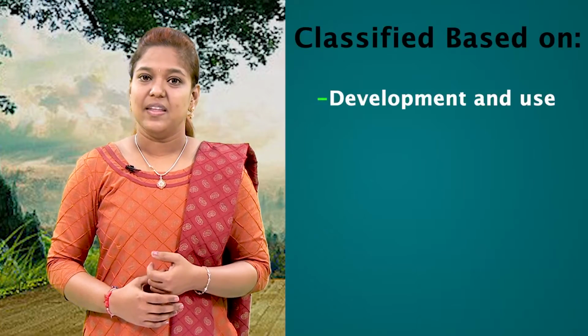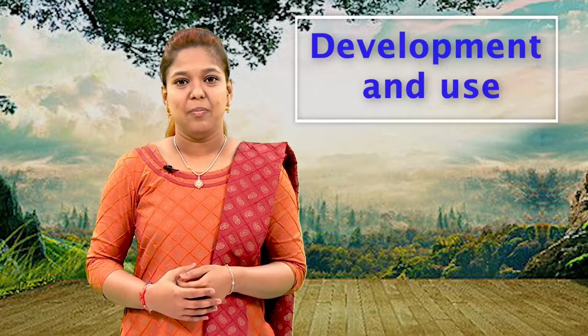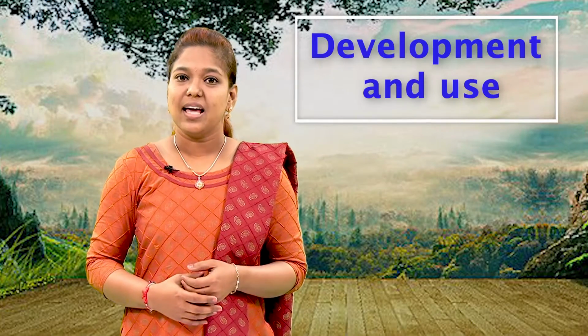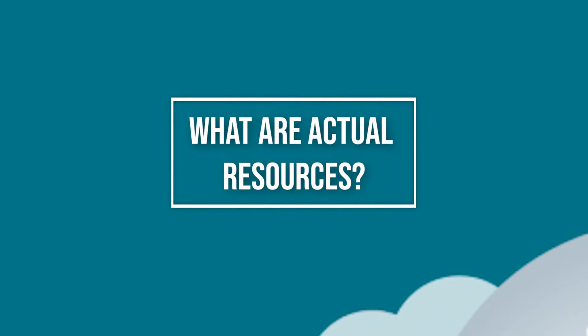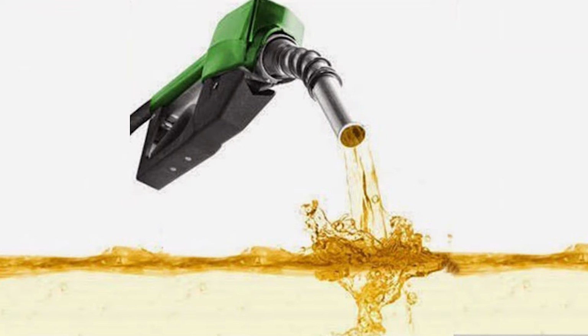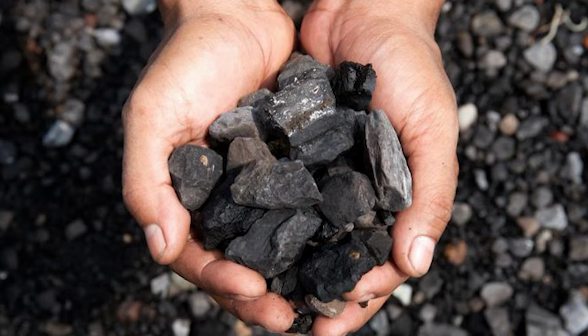Okay students, now we will discuss the natural resources, and these natural resources have been classified based on their development and use, origin and stock and distribution. Based on development and use, these resources can be classified into actual resources and potential resources. Ma'am, what are actual resources? Yes, actual resources are those resources whose quantity is already known to us and we are using it at present. For example, the actual quantity of petroleum is assessed and the exact quantity of petroleum resource is known to us. Similarly, coal. So, this is called actual resources.